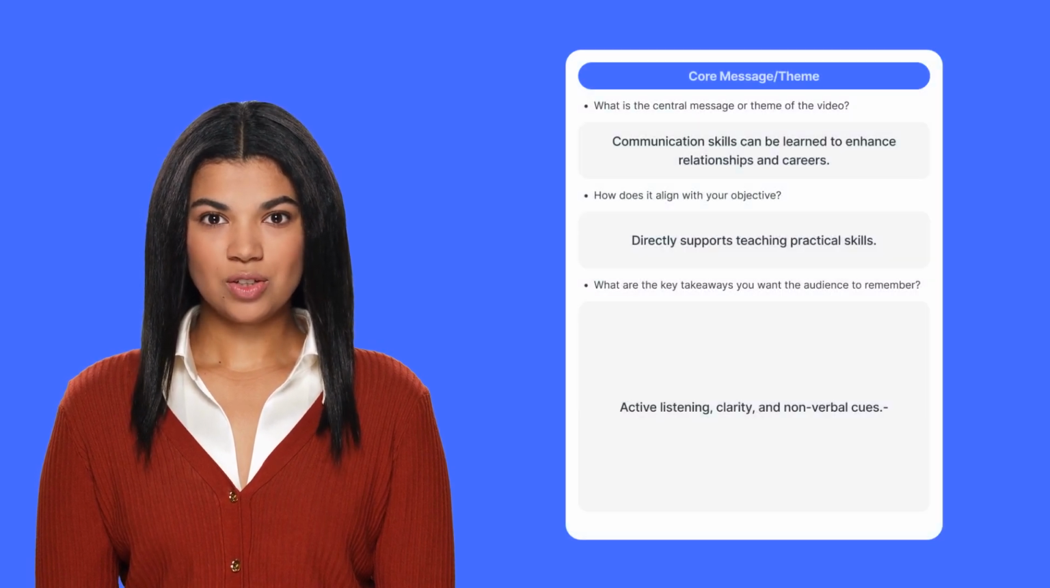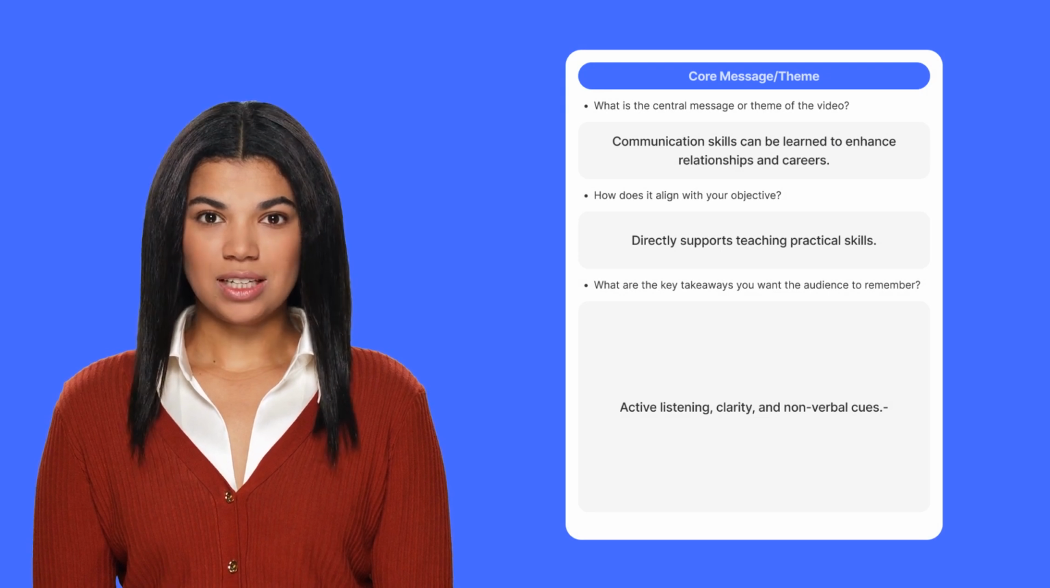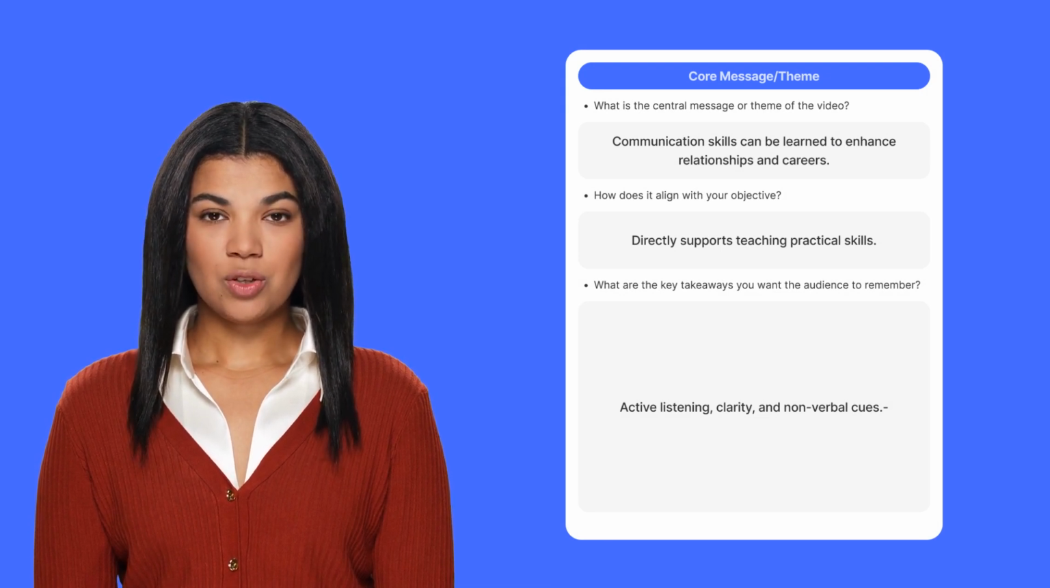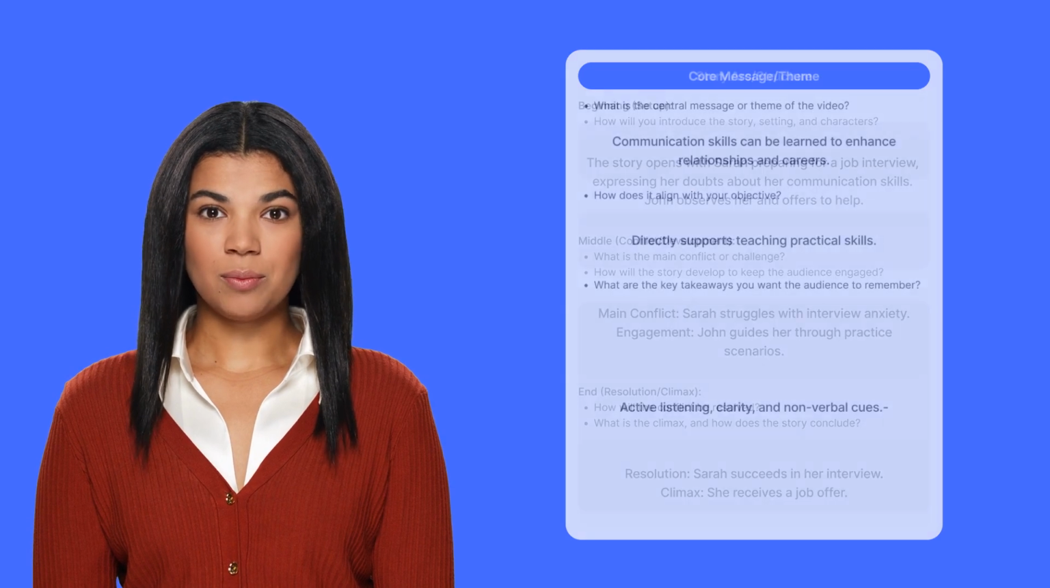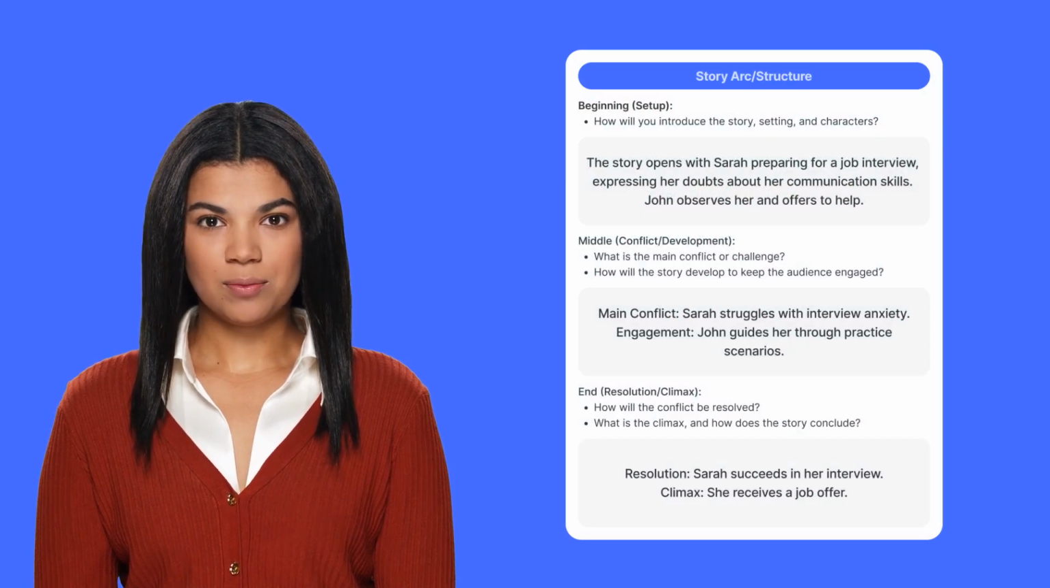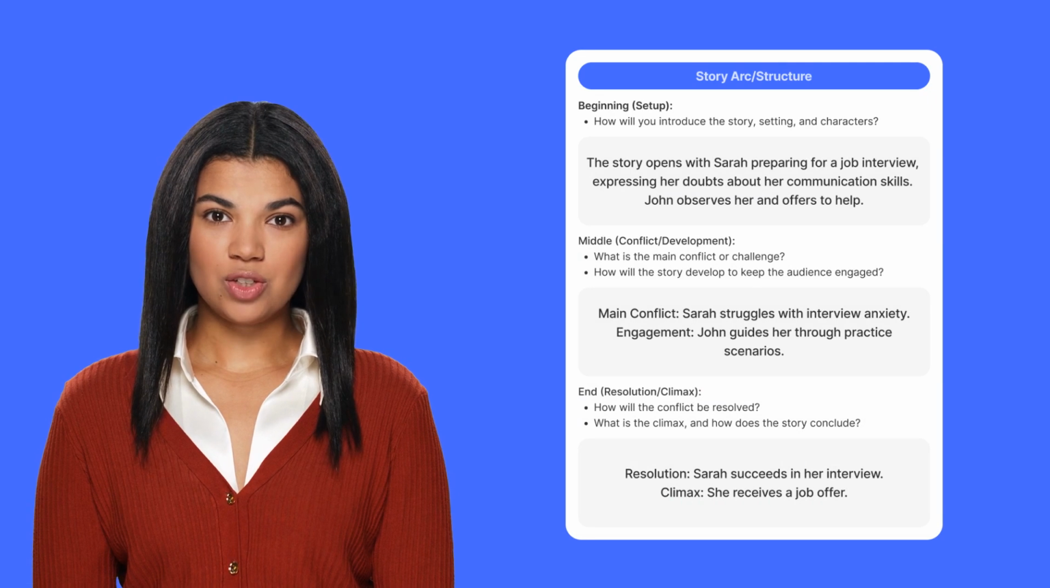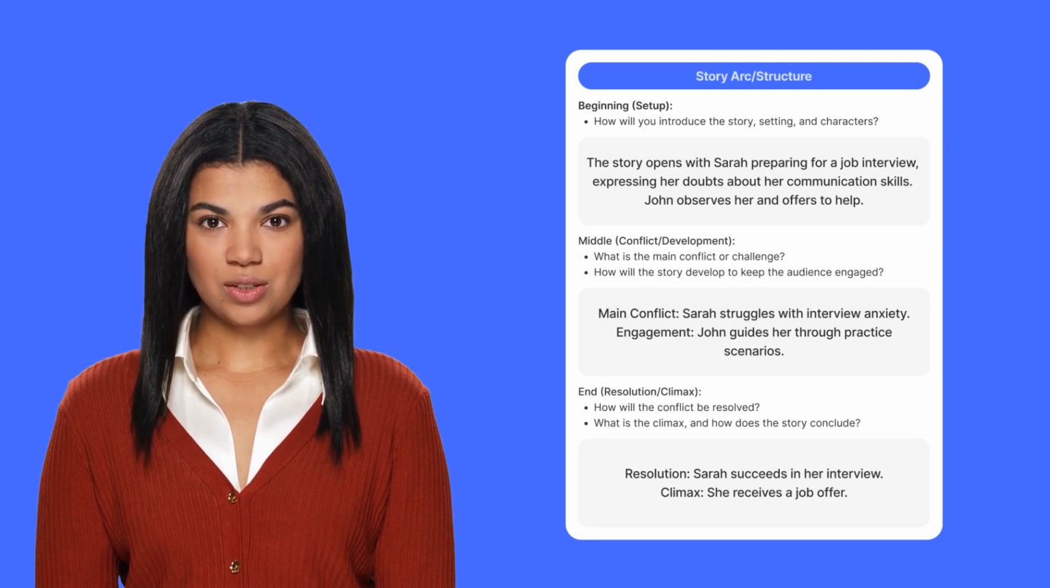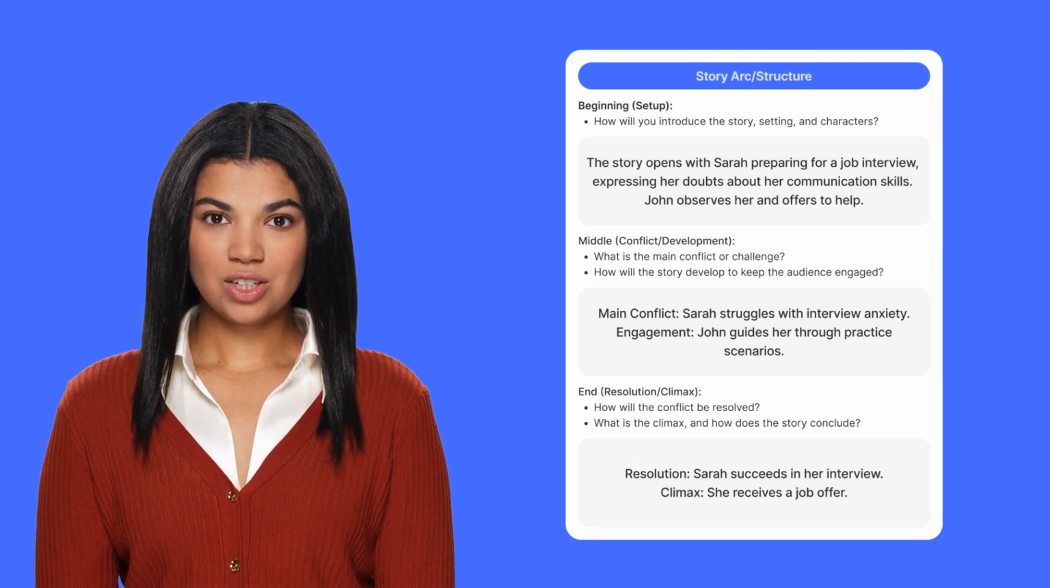Outline your core message or theme. What's the central idea you want to communicate? Make sure it aligns with your objective. Plan the story arc: beginning, middle, and end. This structure helps create a compelling narrative that keeps your audience engaged.